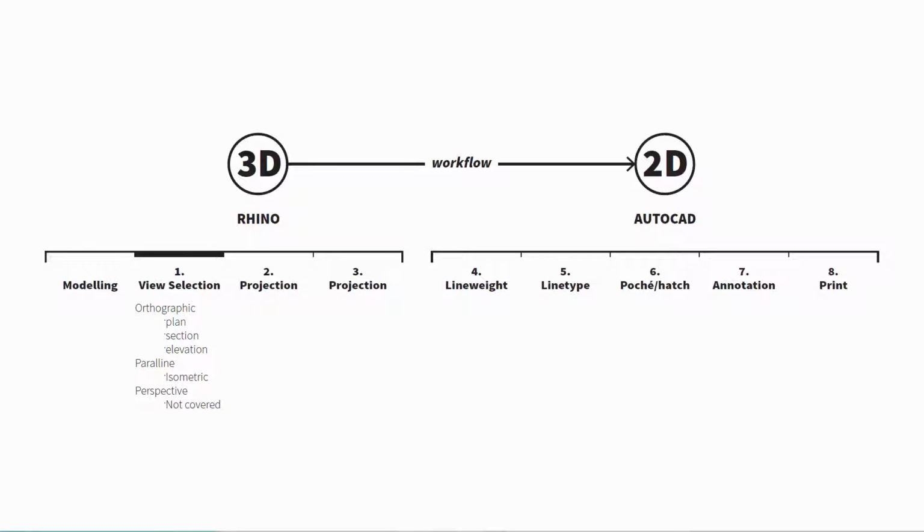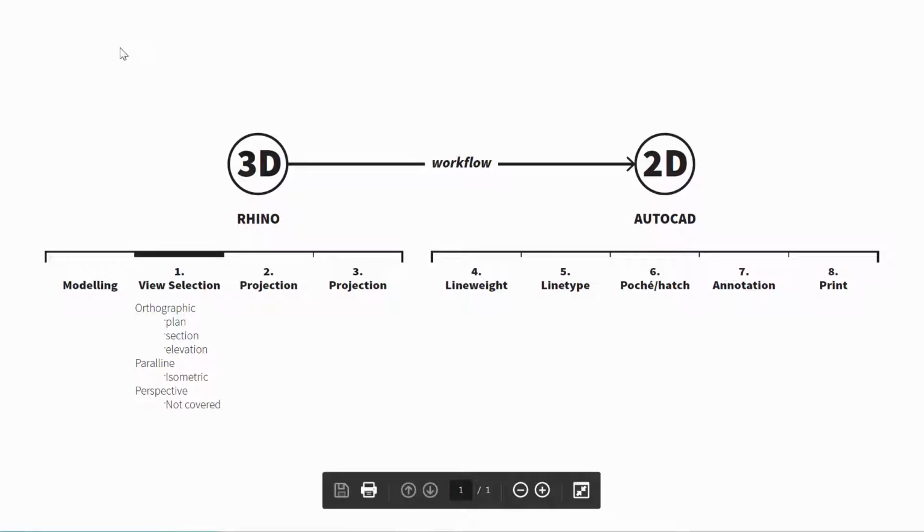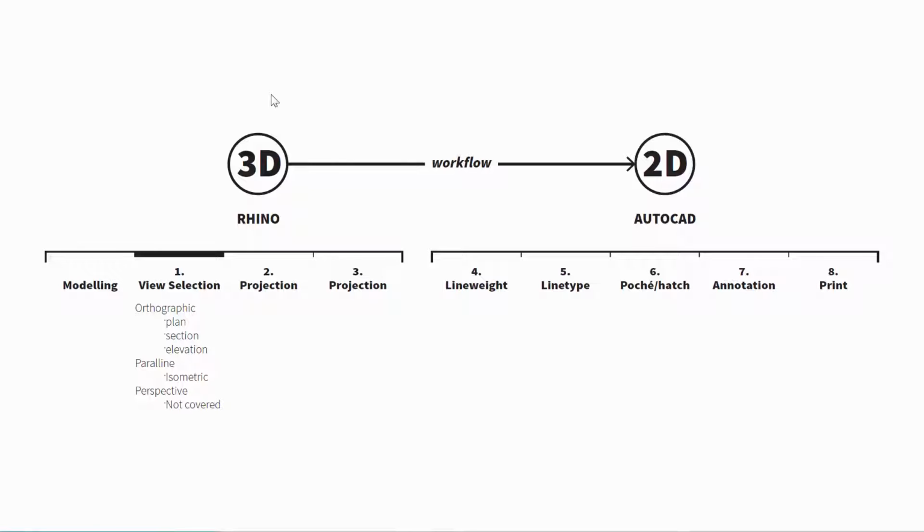This video is made for ARC 252 at Cal Poly. The purpose is to introduce a digital workflow to go from 3D to 2D, and specifically to go from a Rhino 3D model to plan, section, or axon, which is processed through CAD and printed.